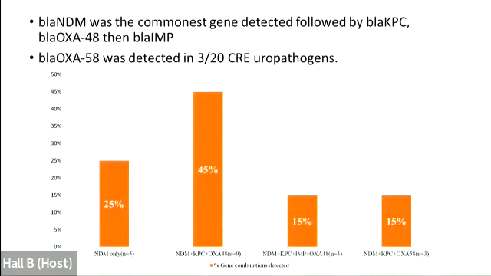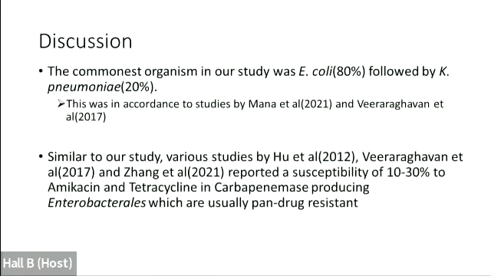When we combined the results of both the master mixes, we saw that blaNDM was the most common gene detected, followed by KPC and OXA48. OXA58 was detected in 3 out of the 20 pathogens. And we can see the maximum number of cases had co-carriage of NDM, KPC, and OXA48.